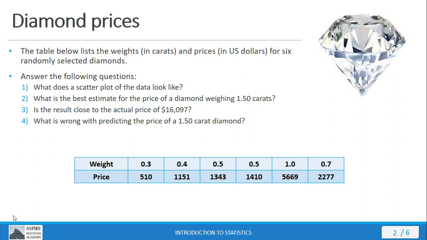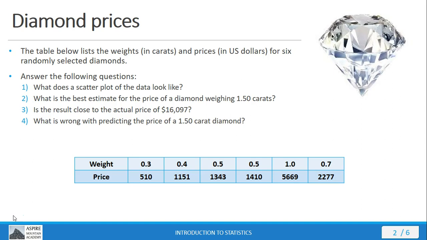So let's look for a moment at the prices of diamonds. Here we have a data set, 6 data points in our data set, and we're comparing the weight of the diamond with the price of the diamond. So the weight is in carats, price is in dollars, and that's US dollars, by the way. So we're not doing Canadian dollars or Belizean dollars or any other kind of dollar. We're looking at US dollars here.